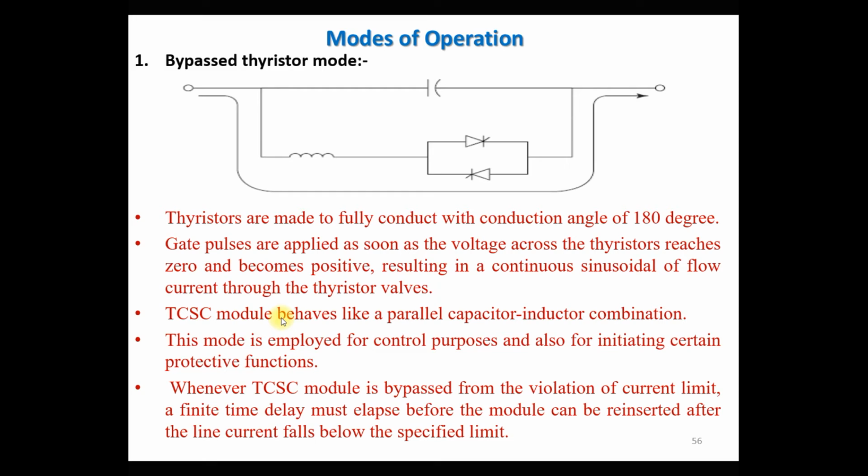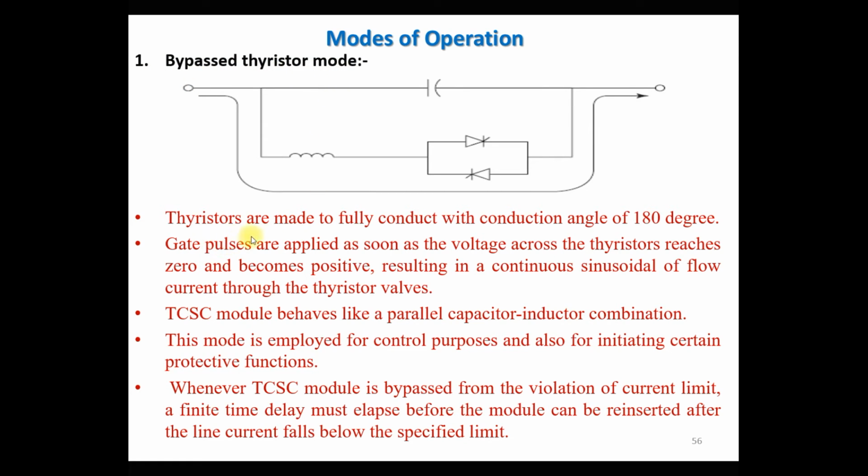Then we understand the modes of operation of TCSC. The first mode is called the bypass thyristor mode. The name itself says that in this case we bypass the series capacitor by using the thyristor pair. That's why it is called the bypass thyristor mode.